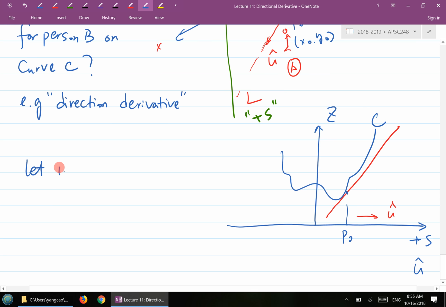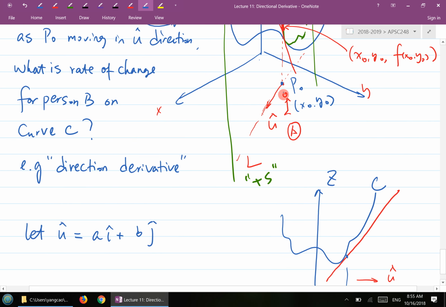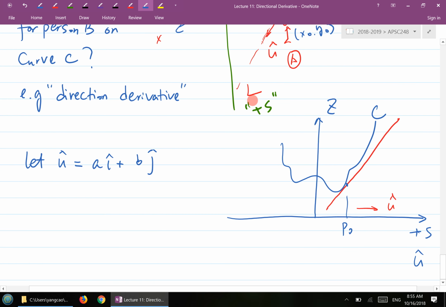So I will write down temporarily the u hat direction here. Assuming the positive u hat is given by a i hat plus b j hat. So the guy A is walking along the u hat direction, starting from initial point x naught, y naught. This is your line basically, right?